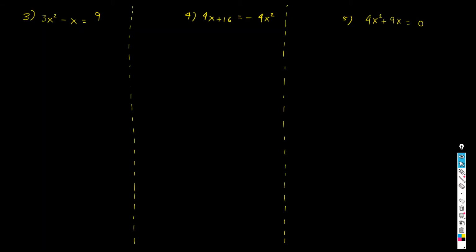Hello class, welcome to today's lesson, which is a continuation of the previous class in which we talked about the method of completing the perfect square trinomial, also known as the method of completing the square. We stopped at equations 3 and 4, and for this particular lesson I have also added a new one, equation number 5. So let's go right down to the work.